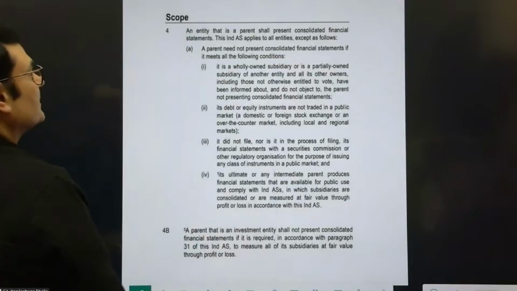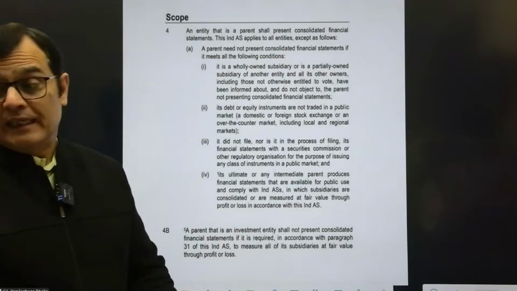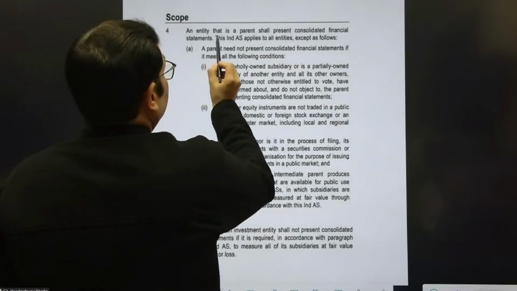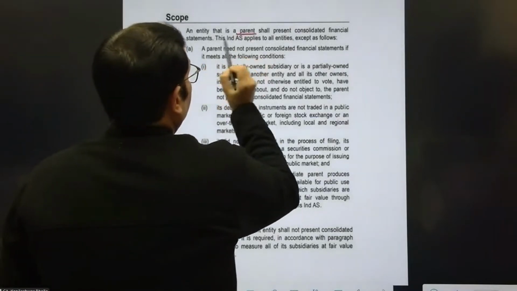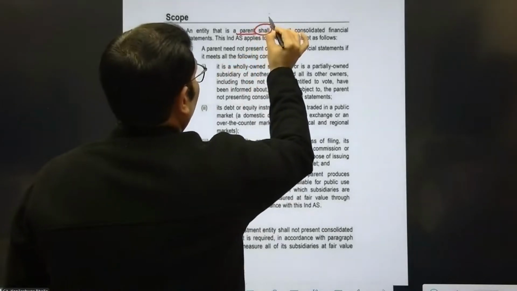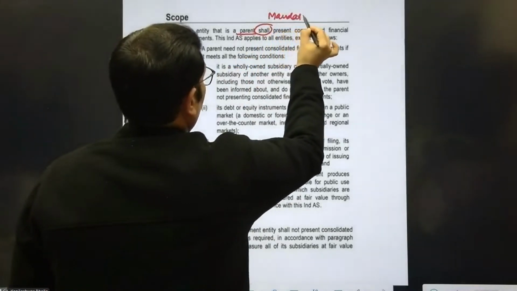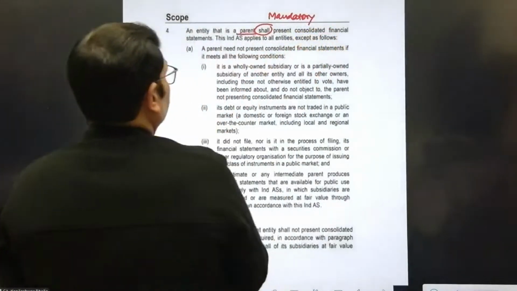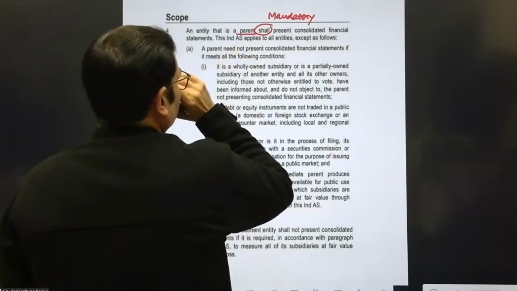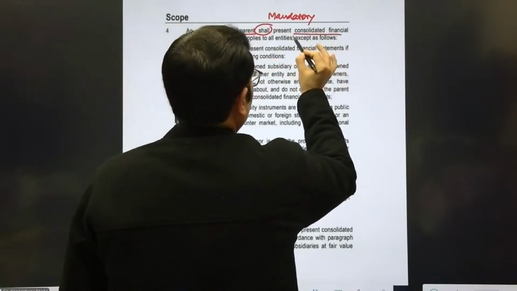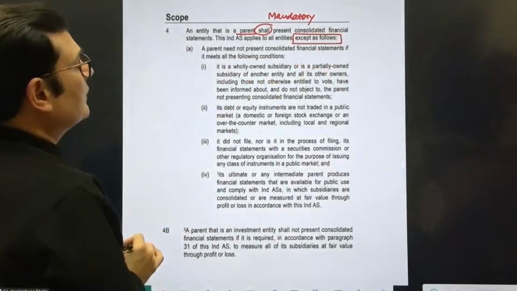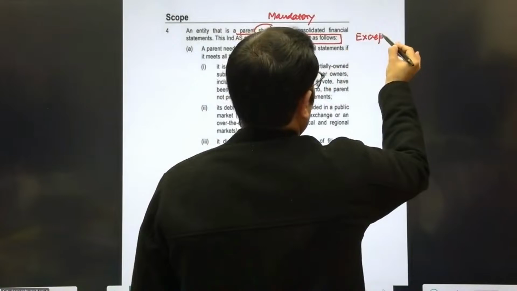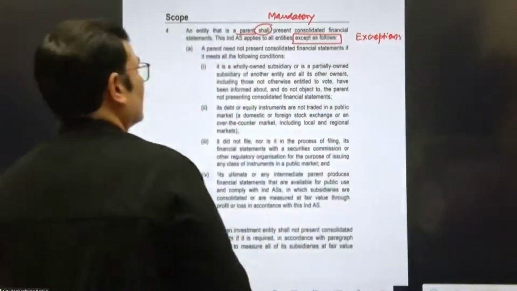So let me now read what is given in para number 4 of the standard. I'll explain the inputs to you, no worries. It says an entity that is a parent shall present. The word shall is indicative that it is mandatory in nature. It shall present consolidated financial statements, and this Ind AS applies to all the entities except as follows. So we are given what is called an exception. So let's see what are the exceptions.